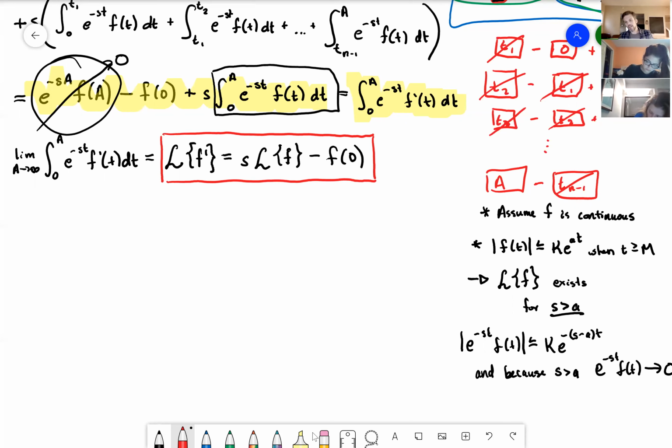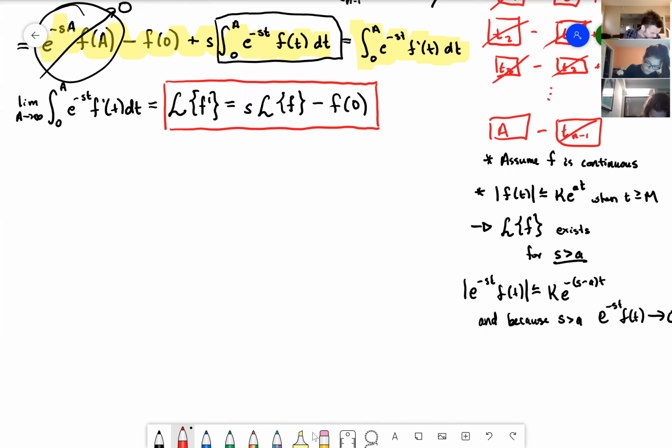So we've established a relationship between the Laplace transform of a derivative and the Laplace transform of the original function. Very nice. Now, we can use this if we want to compute the Laplace transform of the second derivative. And we can do this just by chaining together two applications of this rule that we've come up with.